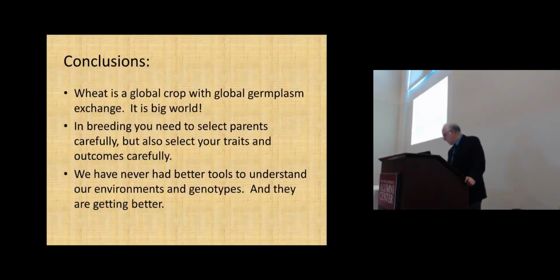Now, what are our conclusions? Wheat's a global crop with global germplasm exchange. It's a big world. And the germplasm exchange, I think, in wheat is still one of the best. We have our lawyers, but nothing like what other crops seem to have. In breeding, you have to select your parents very carefully: elite by elite, elite by unadapted, elite by landraces, then down to the synthetic wheats.